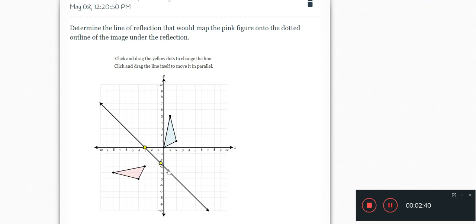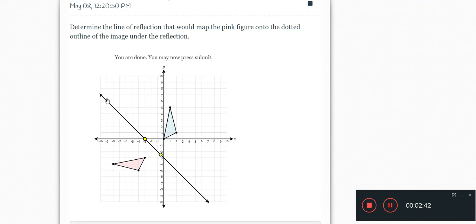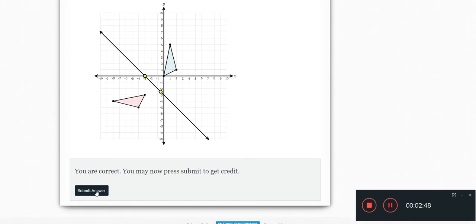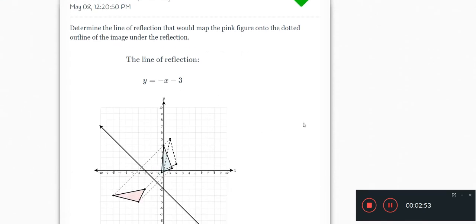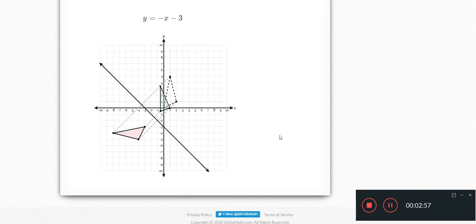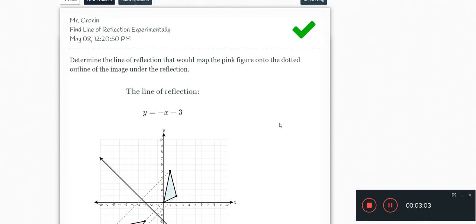And what we're doing here is we are creating the line of symmetry that makes this a reflection. So once you think you have it, you're going to hit submit the answer. Are you sure you want to submit? And once again, Delta Math is going to show you the actual reflection. And just like that, it's showing you how it's flipping over this line of symmetry, or the line of reflection.